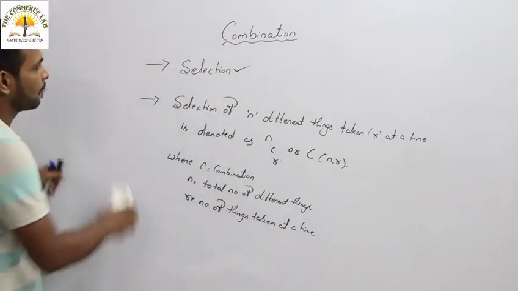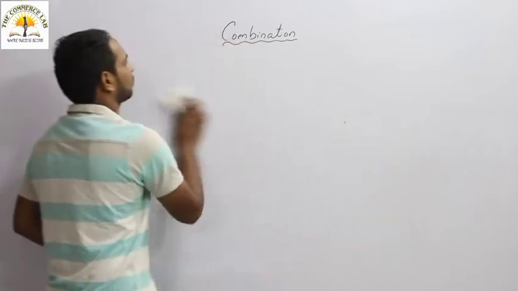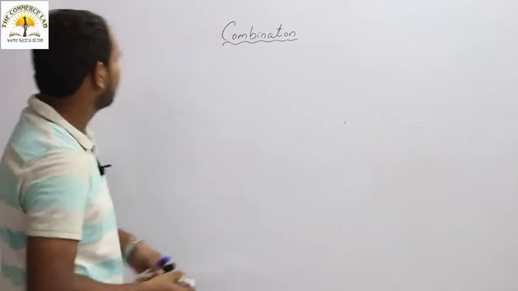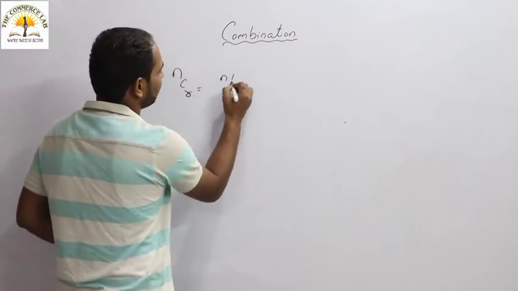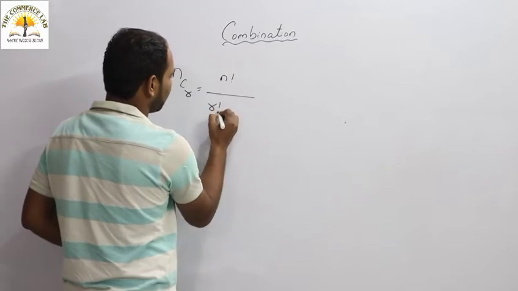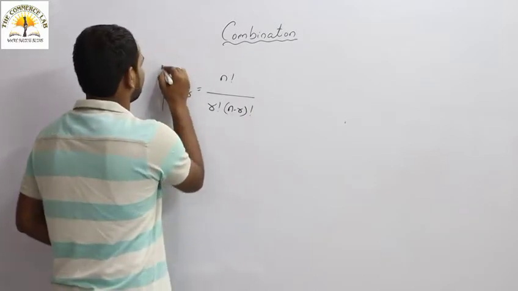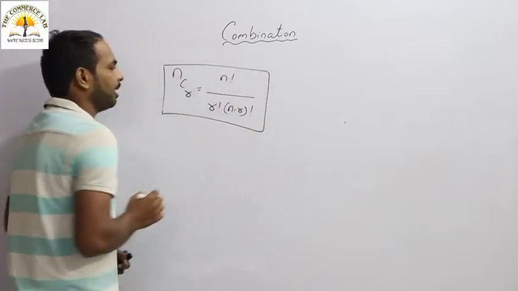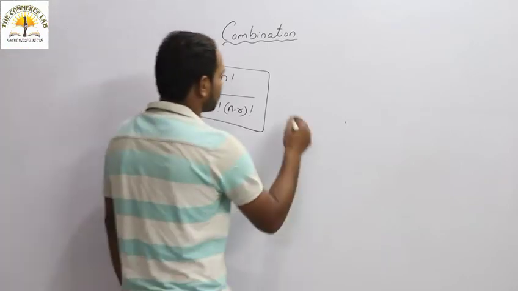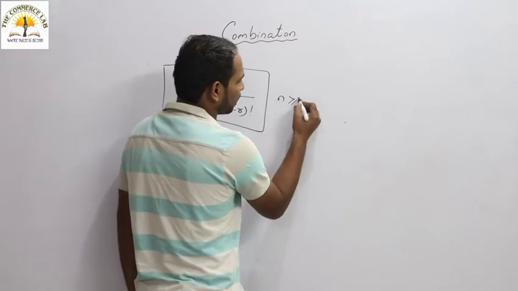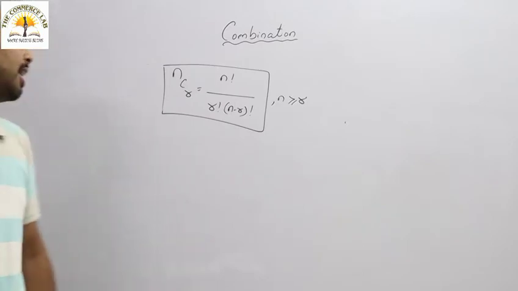Then come to the formula. nCr equals n factorial divided by r factorial multiplied by n minus r factorial, subject to the condition that n must be greater than or equal to r.